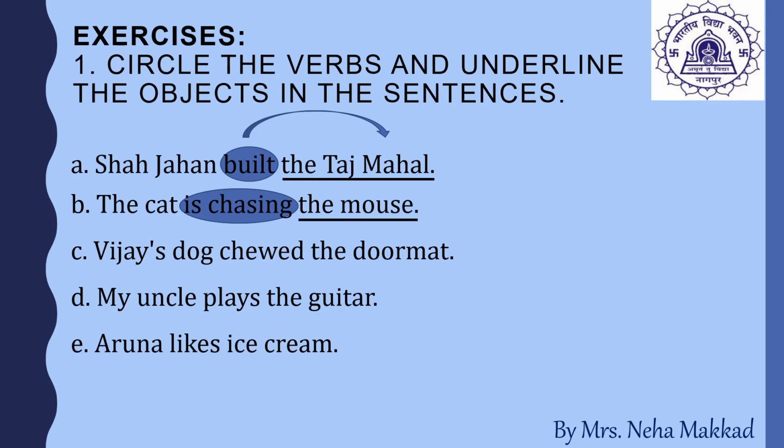Vijay's dog chewed the doormat. Here, chewed is the verb and the doormat is the object. My uncle plays the guitar. Here, plays is the verb and the guitar is the object. The action of playing is transferred to the object, the guitar, and in the previous sentence, the action of chewing is passed on to the doormat. Aruna likes ice cream. Here, likes is the verb and ice cream is the object. The action of liking is being passed on to the object, that is ice cream.